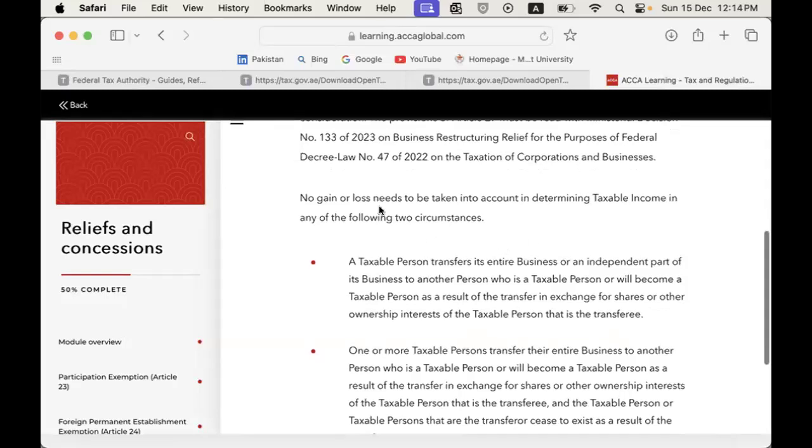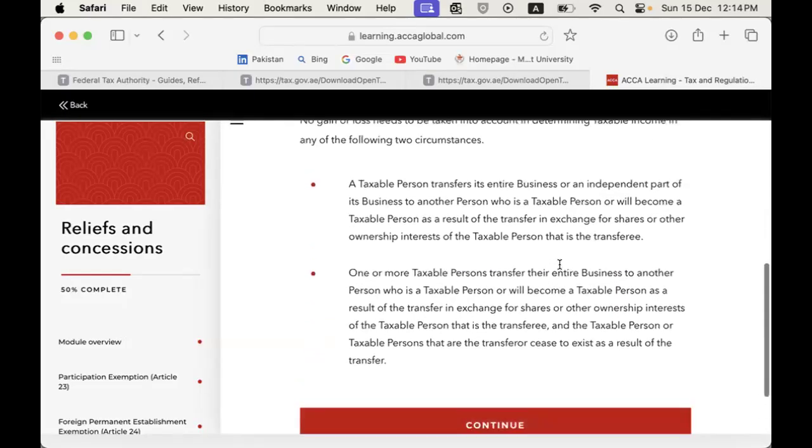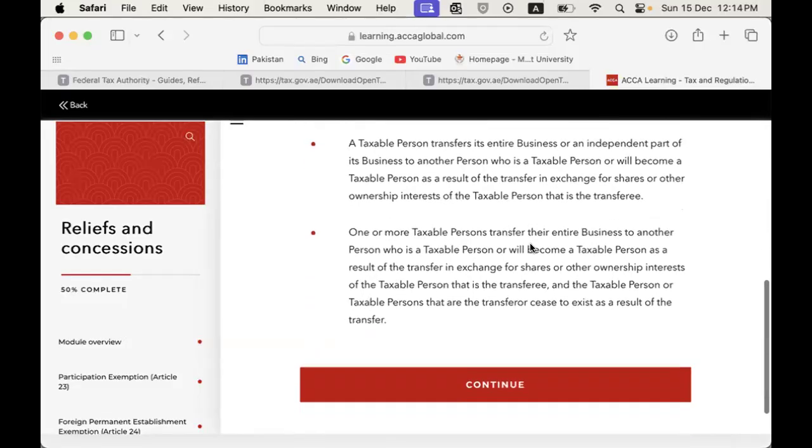No gain or loss needs to be taken into account in determining the taxable income in any of the following two circumstances. So what are those circumstances? Taxable person transfers its entire business or an independent part of its business to another person who is either a taxable person or will become a taxable person as a result of the transfer in exchange for shares or other ownership interests of the taxable person, that is the transferee.